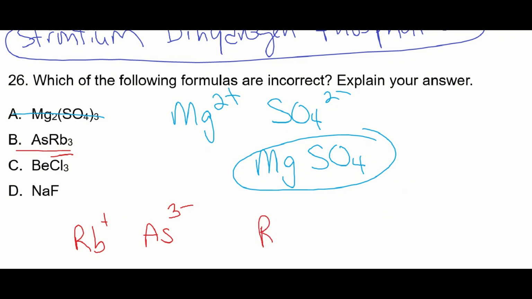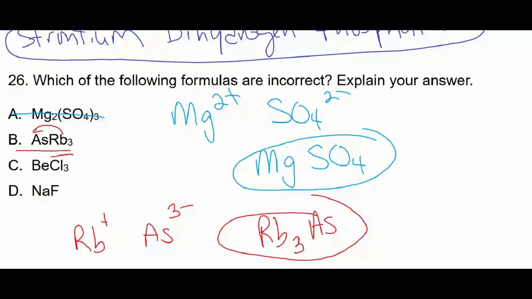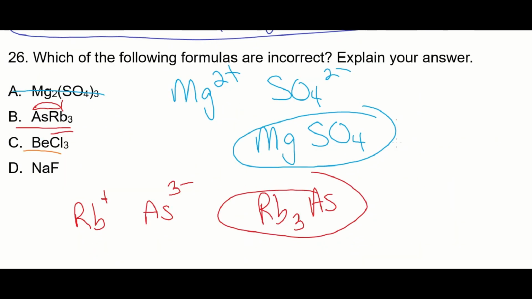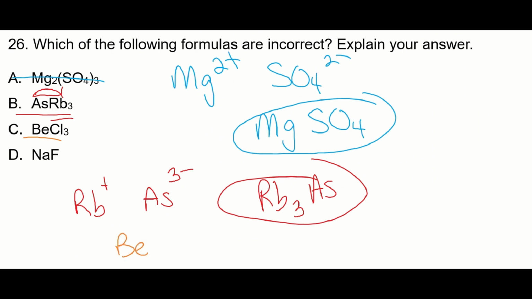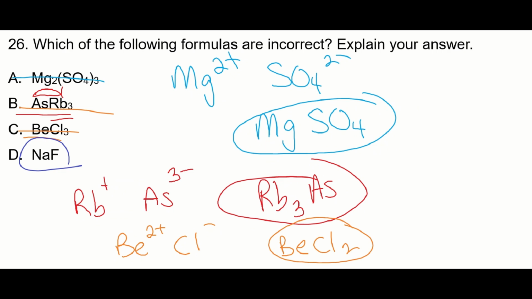So it's going to be Rb3As. Okay, so that's just switched. All right, that one, the charges are wrong. Beryllium has a 2 positive charge. We just did this earlier, like 3 problems before this. So crisscross those, you're going to get BeCl2. So they're all wrong so far. This is correct. That one's right. Correct.